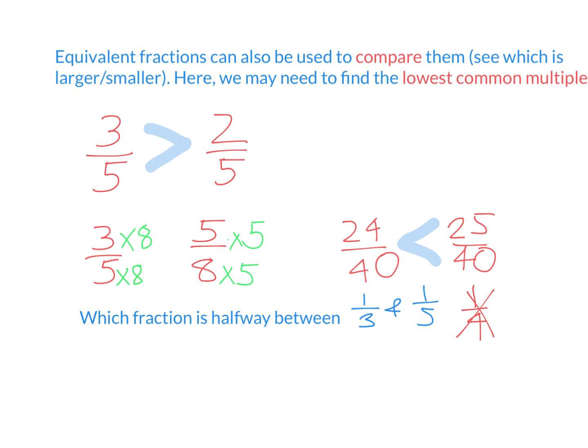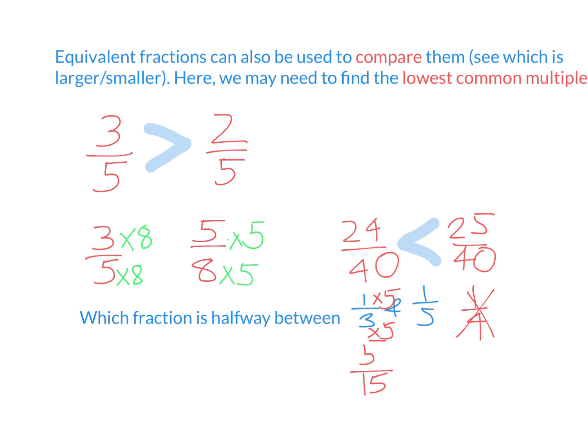Well, I can use equivalent fractions. Once again, I'm going to use the trick I used here. I'm going to make these two fractions have the same denominator. So I need the lowest common multiple. The lowest common multiple of 3 and 5 is 15. So if I times this bottom by 5 and the top by 5, I will turn 1/3 into 5 over 15. So over here, I want this fraction to also have denominator 15.